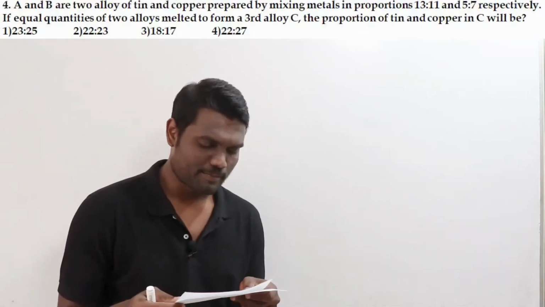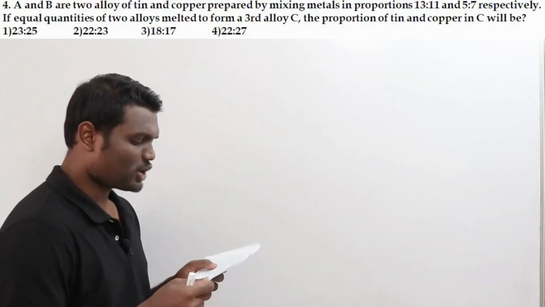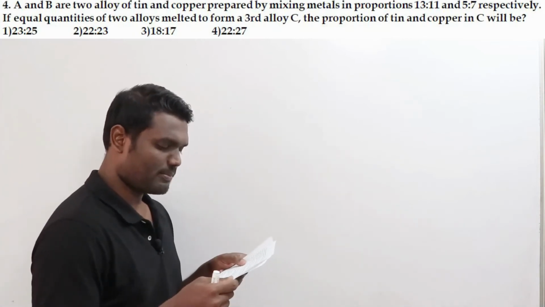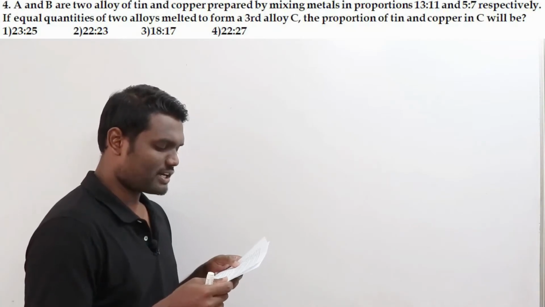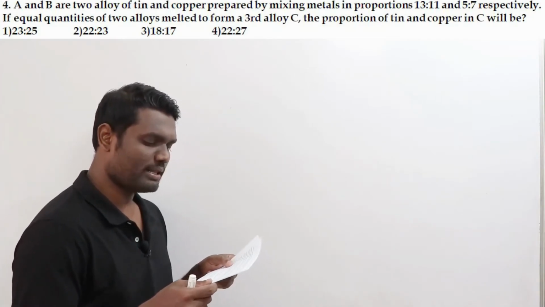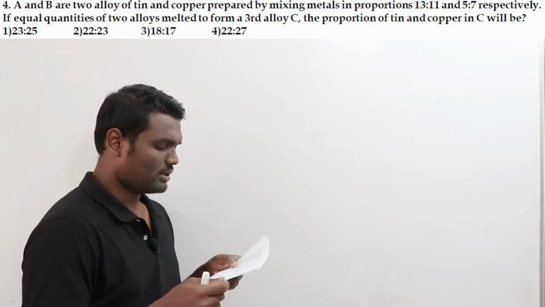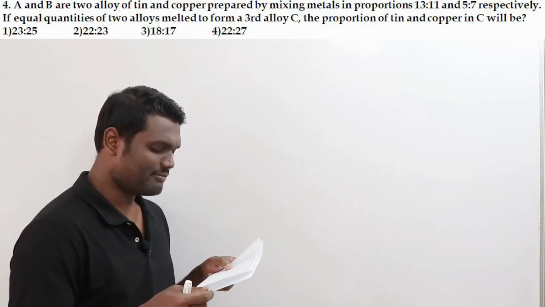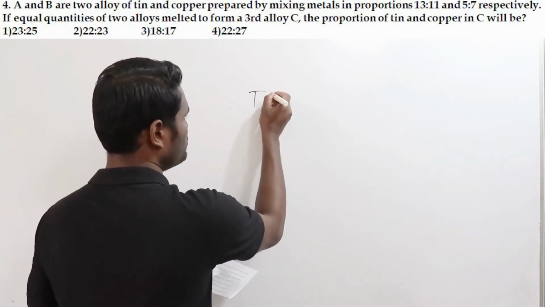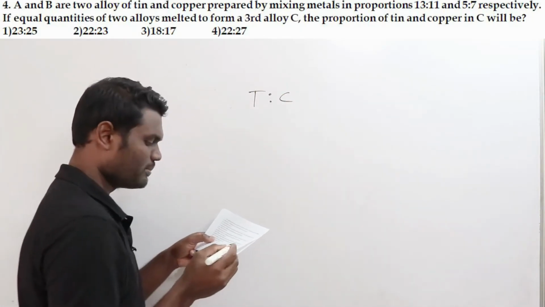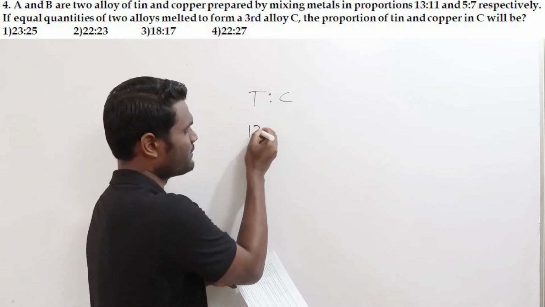Let us look at the next example. A and B are 2 alloys of tin and copper. By mixing metals in the proportion 13:11 and 5:7 respectively, if equal quantity of the 2 are melted and a third alloy C is made, the proportion of tin and copper in C will be. So initially it was saying that tin to copper, the ratio is like 13:11.